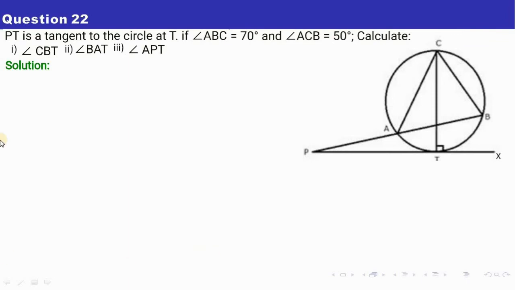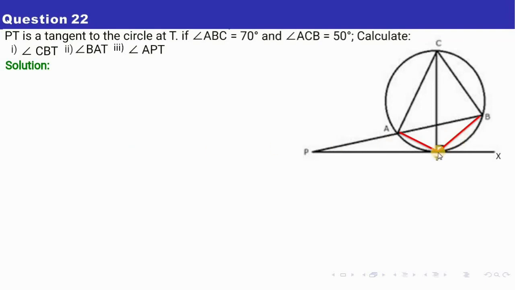In this question, PT is a tangent to a circle at T. If ABC is 70 degrees, this angle is given to be 70 degrees, and ACB, this whole angle, is given to be 50 degrees. We need to calculate these angles. The first angle is CBT. This is not mentioned in the question, but it is clearly saying that this angle has to be 90 degrees. Let's begin.